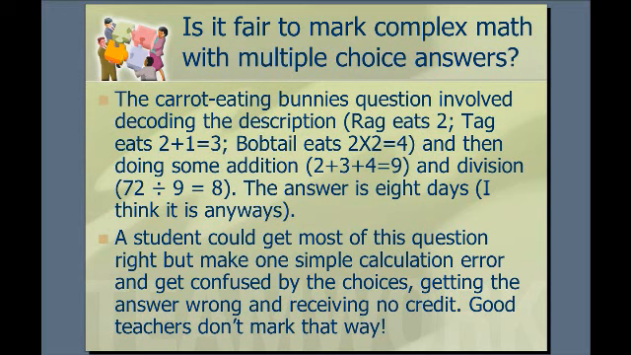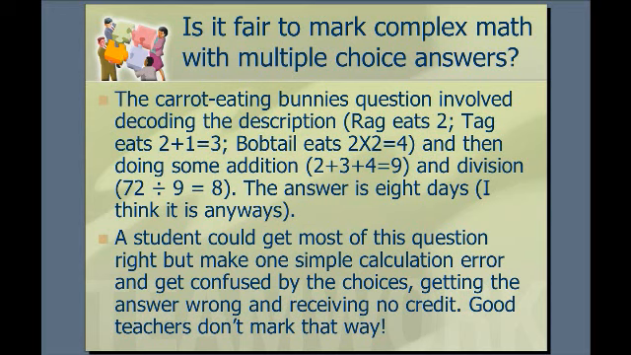So something that a 9-year-old might tend to do on a question like this would be to figure out that Rag eats 2 carrots, that Tag eats 3 carrots, but then when it says that Bobtail eats twice as many as Rag, a 9-year-old could easily figure that Bobtail eats twice as many as Tag and multiply 2 × 3 to get 6, which would give a total number of carrots per day for all the rabbits together that's different from 9. It would be 11.